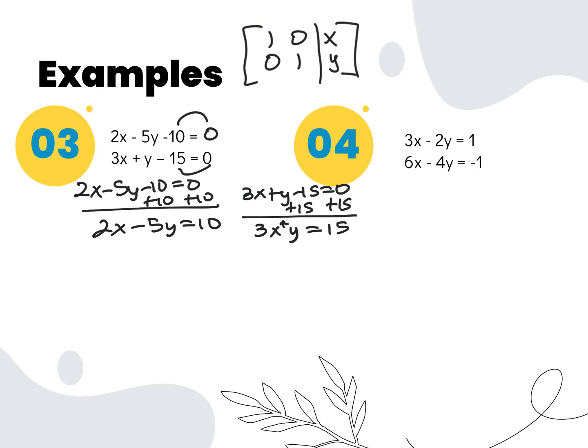All right, I'm going to go ahead and put it into my matrix with just the coefficients. So 2, negative 5, 10, 3, 1, and 15.